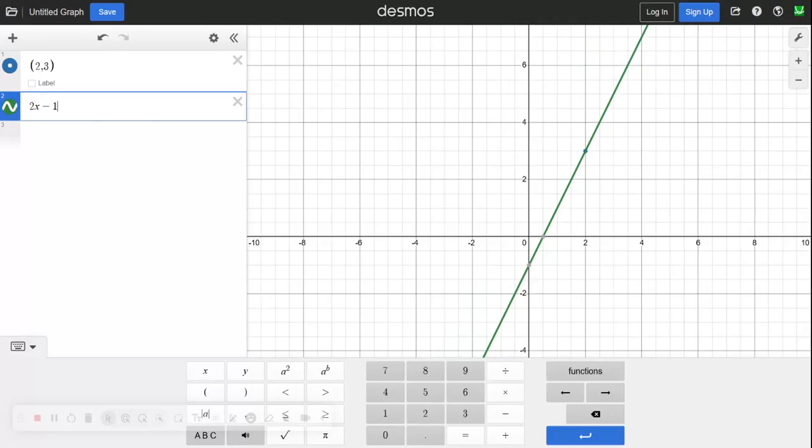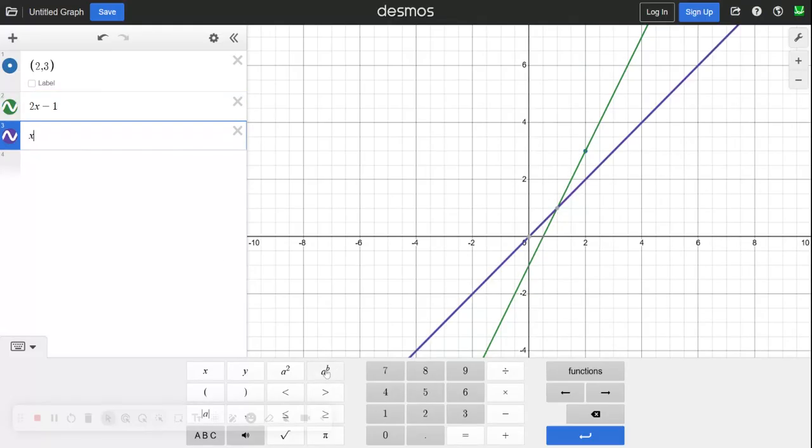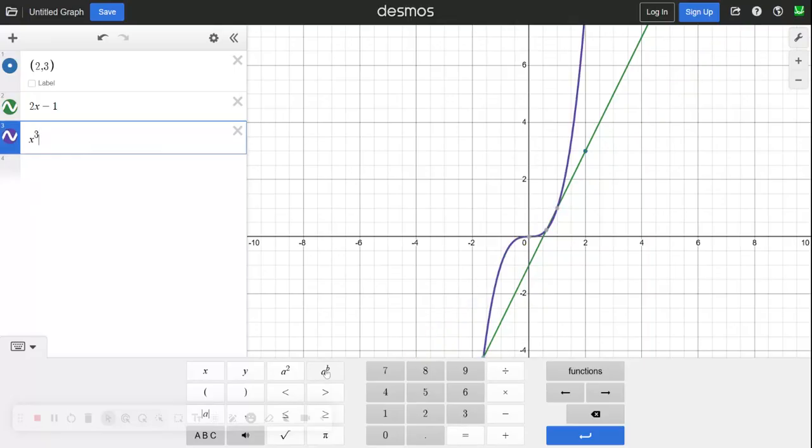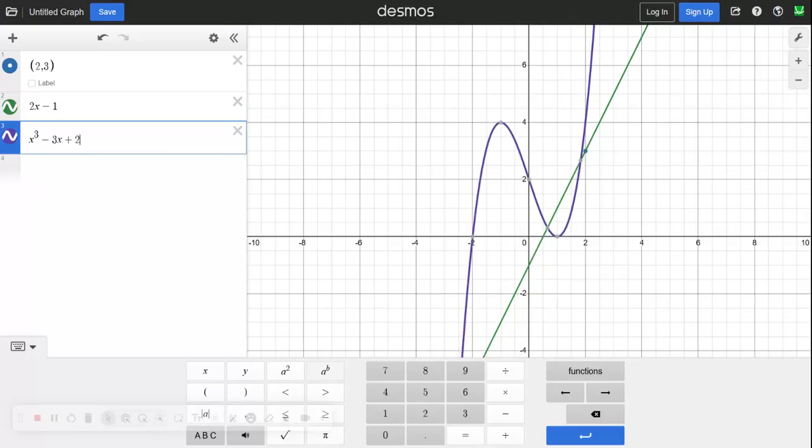This is a really great tool for students to see how changing an equation can affect what the graph can look like and what each part of the equation does. For example, I can put in x to the third minus 3x plus 2. Now this is a pretty complex equation, but you can play around with it to see what each part of the equation does to the graph.